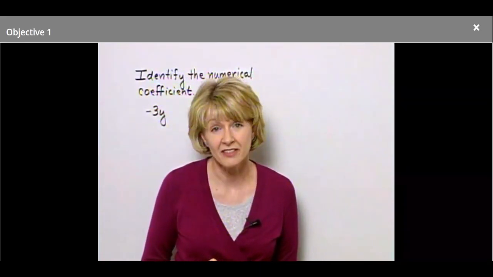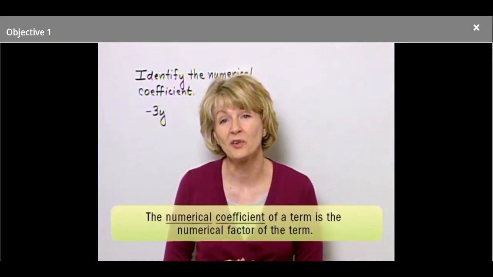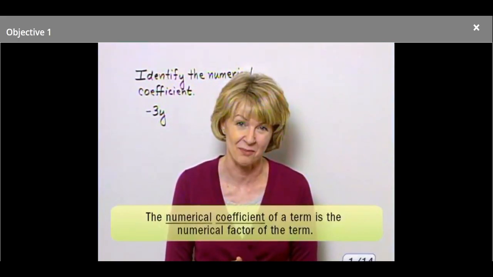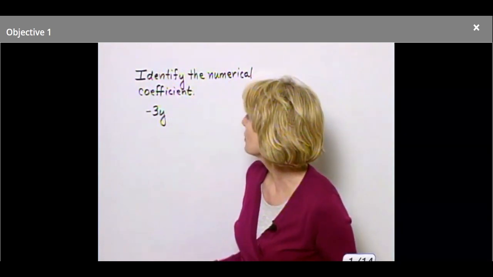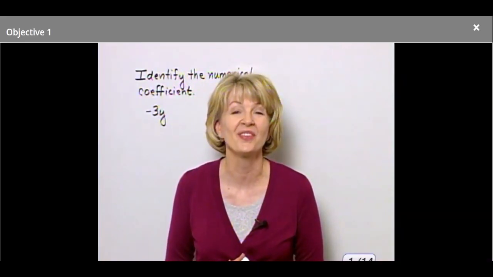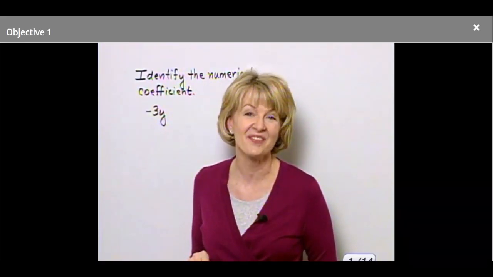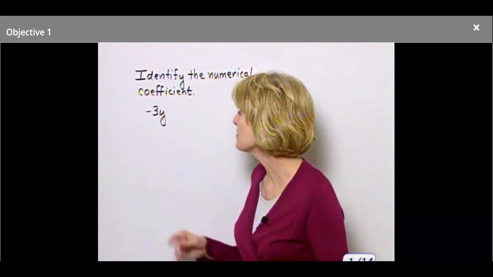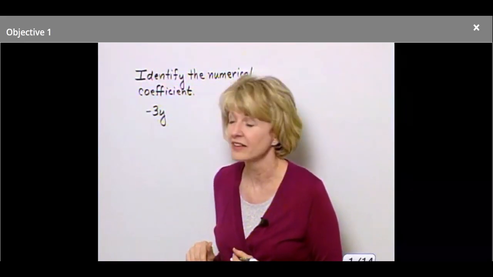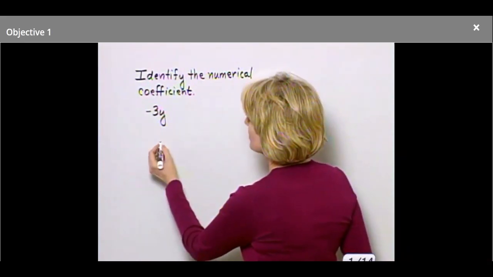I'd like to be able to identify the numerical coefficient of a term. And the numerical coefficient of a term is simply the numerical factor of a term. So let's take a moment and practice identifying the numerical coefficient, sometimes just called the coefficient. What is the numerical coefficient of this term? The numerical coefficient of this term is the numerical factor, and it is -3.